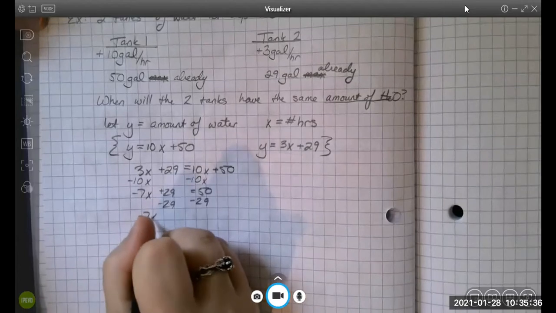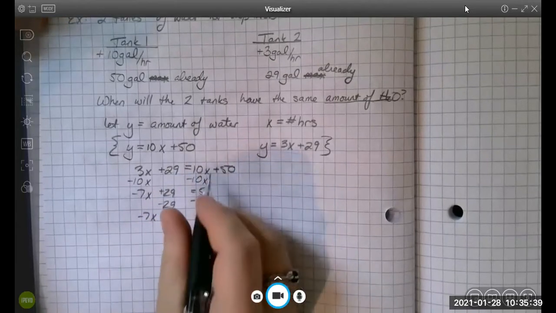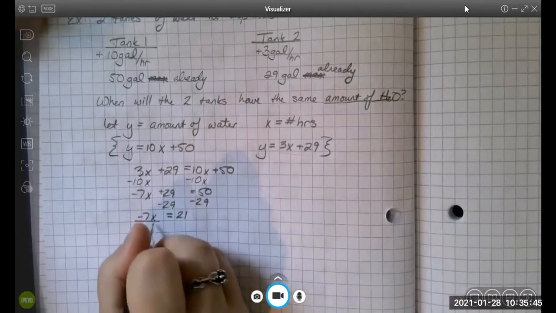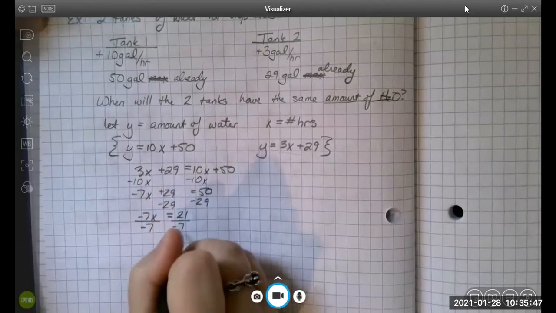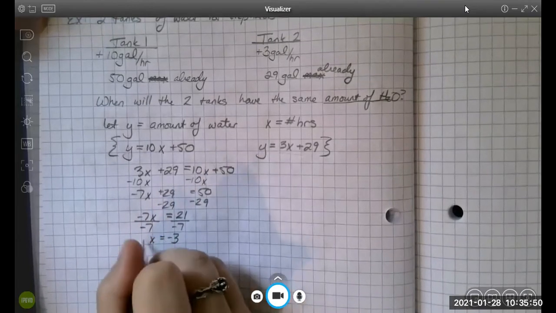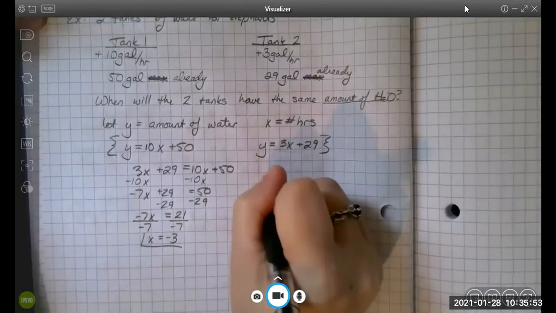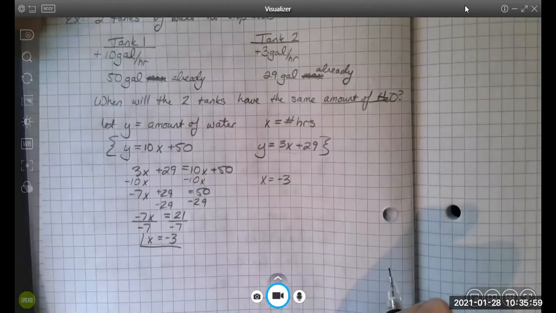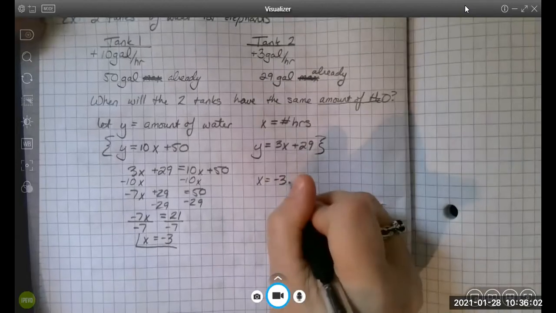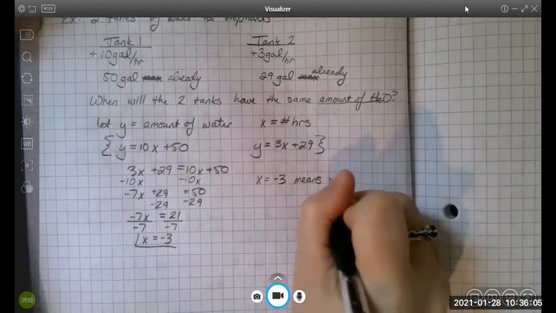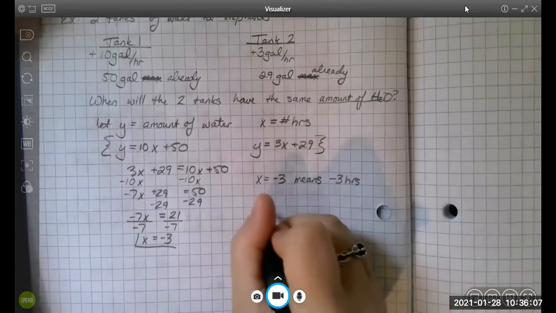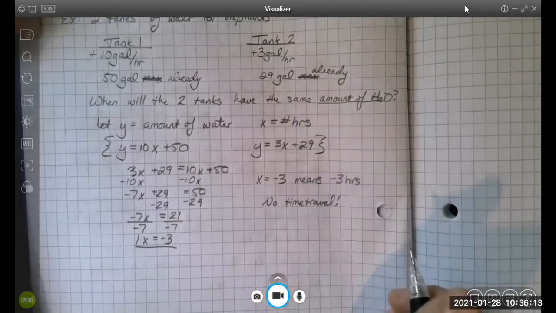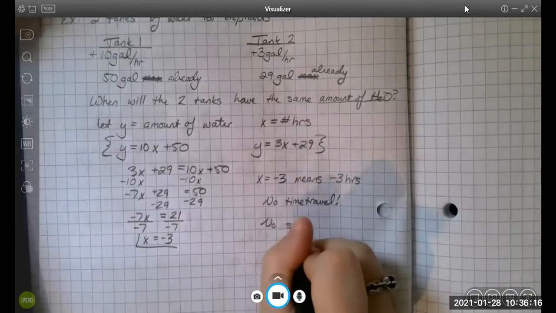And so I got negative 7x equals 21. I don't like it. Negatives are bad in real world problems. Divide each side by negative 7, and now I have x equals negative 3. What the heck even? If x equals negative 3, your book example keeps going with this and plugs it in and solves for y and all that good stuff. But x equals negative 3 means negative 3 hours. I'm going to say no time travel is allowed. So no time travel, no solution.